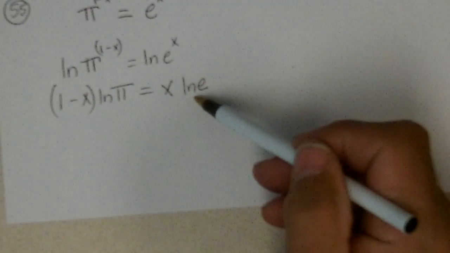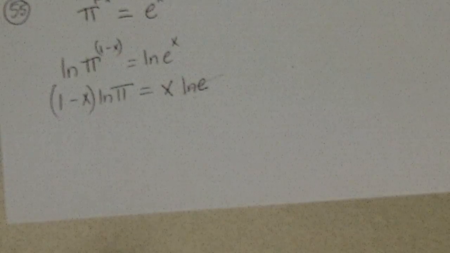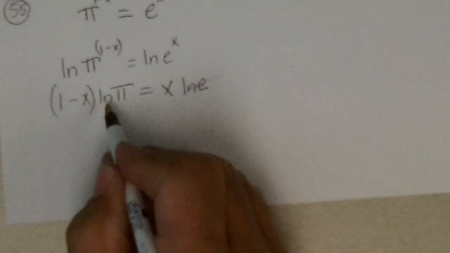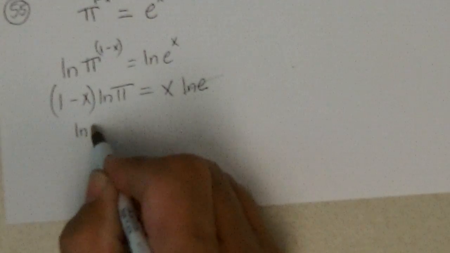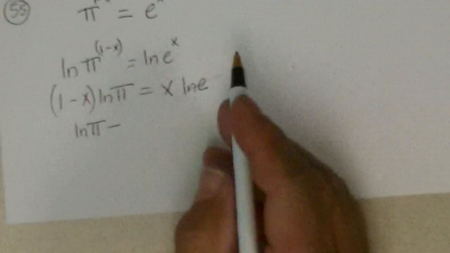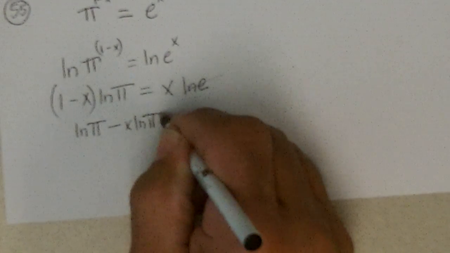Now, to what power did I take e to get e? That's 1. So this is 1. They cancel each other out. They're basically inverse operations. So over here I've got ln pi times 1, which is ln pi, minus ln pi times the negative x, which is negative x ln pi, equals x.